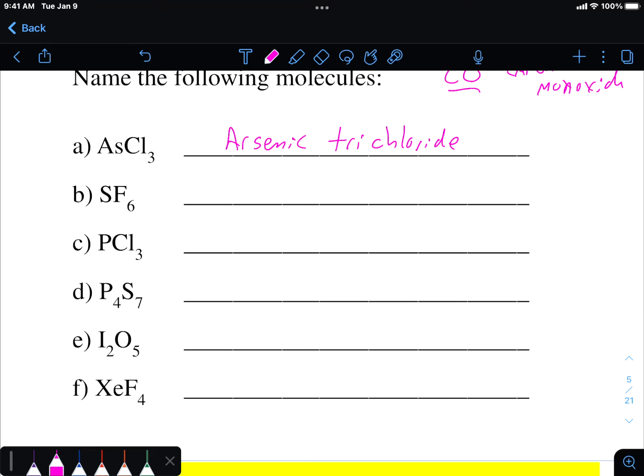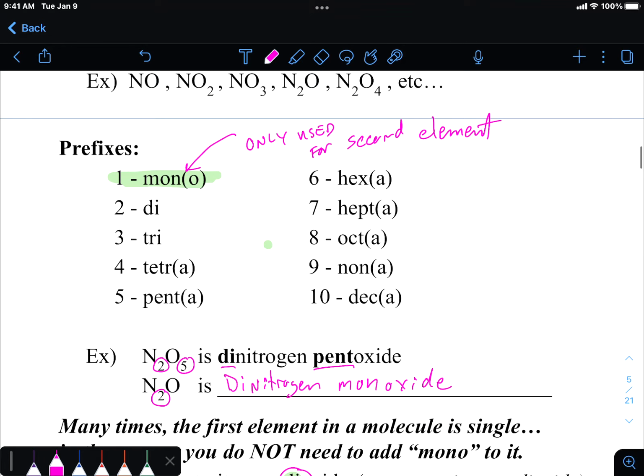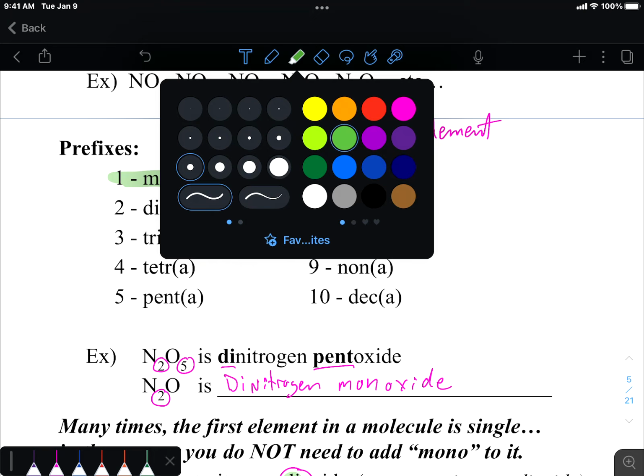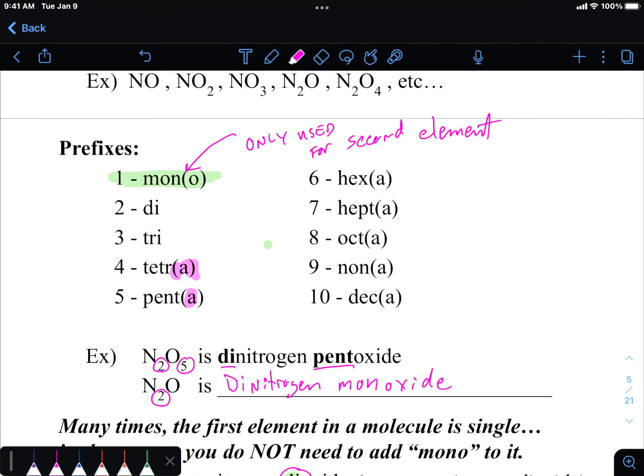What about B? Someone I haven't heard from in a while. Let's see. Olivia, what do you think B is? Sulfur hexafluoride. Right, sulfur, and we use hex, we add the A, hexafluoride, and that's another thing to discuss here. So notice on these prefixes, guys, see how these A's are in parentheses? Those A's in parentheses are used only if needed.